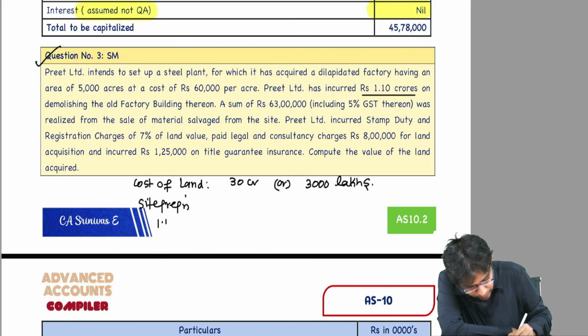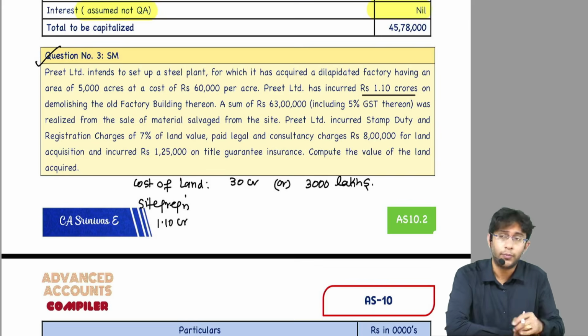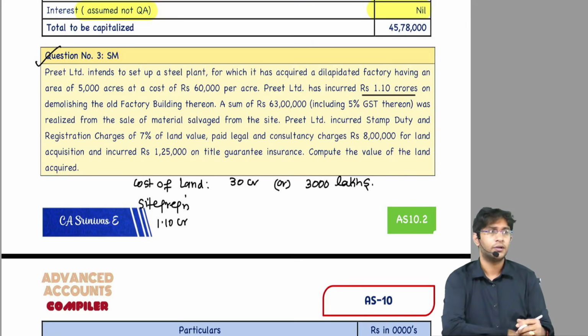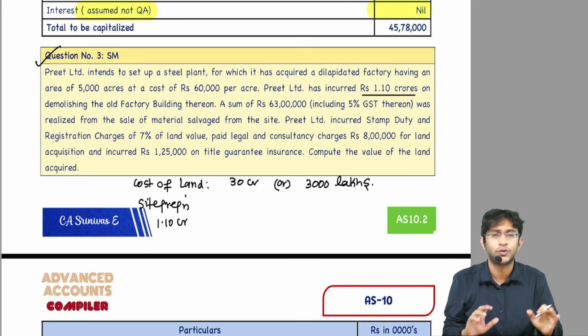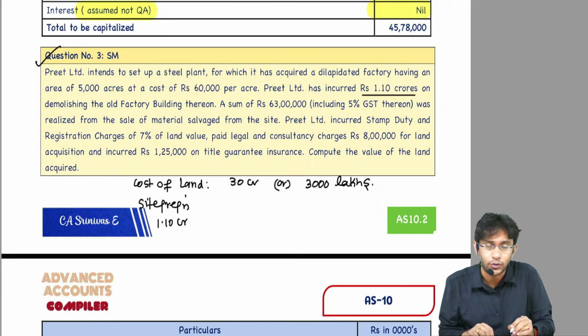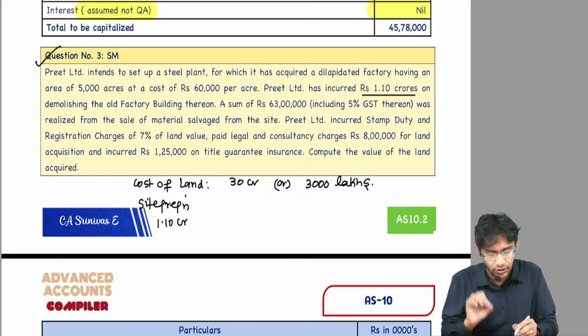1.1 crore, so 1.1 crore you have incurred. Fantastic. But 63 lakh rupees came back to you because whatever scrap is there in the existing building, you sold. But the entire 63 lakhs again is not yours. In that 63 lakhs also something belongs to the government, because GST was also collected.